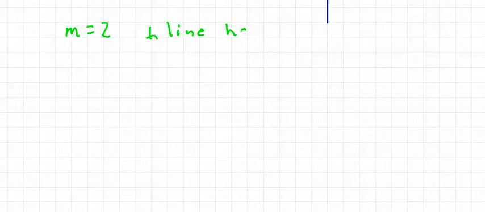So if I tell you the slope of one line is 2, a perpendicular line has a slope of negative 1/2. All right, let's do a quick example.